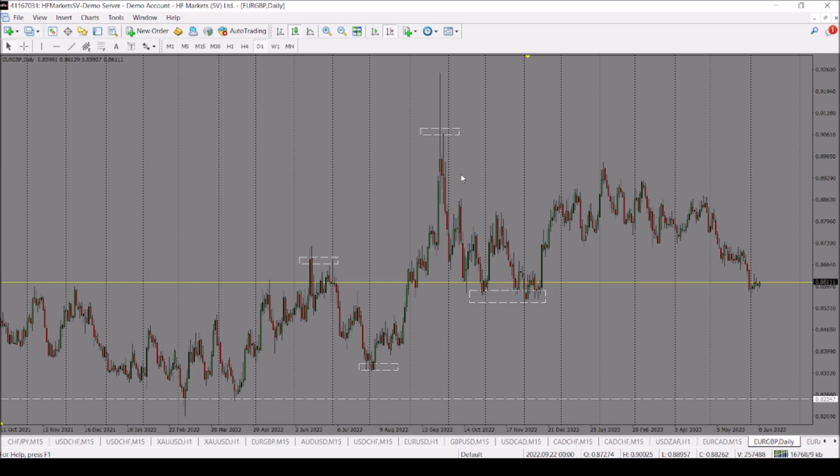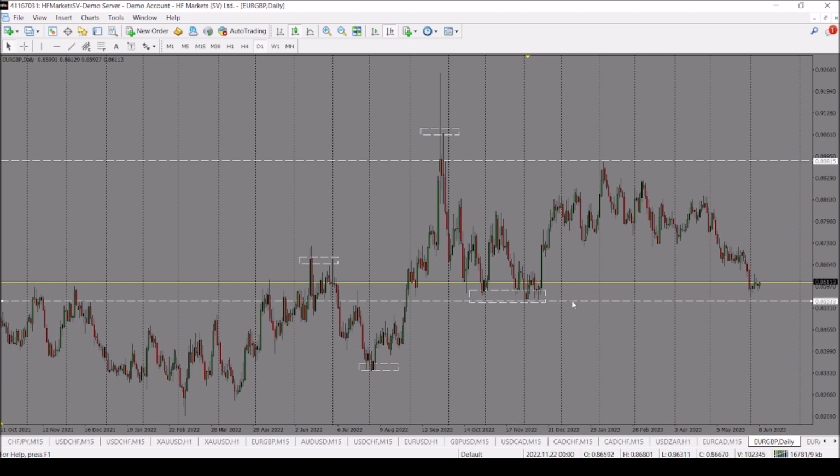We need to break this particular point. However, the market did not break this point or this high. But what has it done? It actually went to the top and then came back to the bottom where we had our higher high.